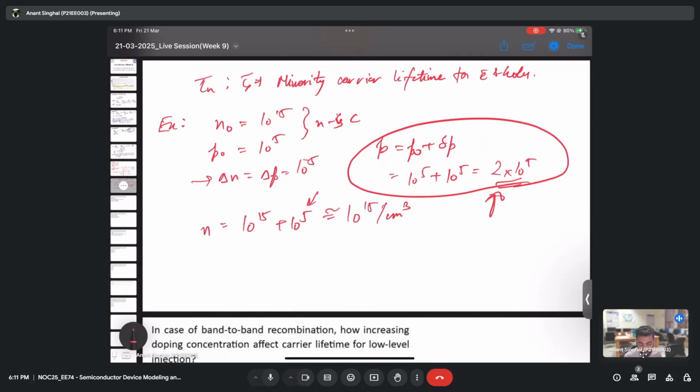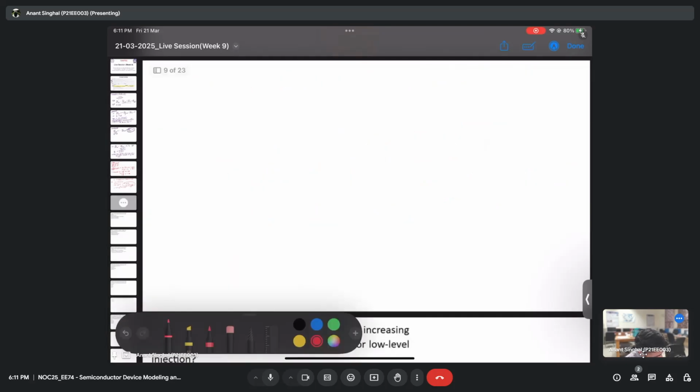We can go for majority carrier lifetime, but that is not of much relevance, so we can skip this particular thing. Now the main thing that we will be deriving further on is the continuity equation.